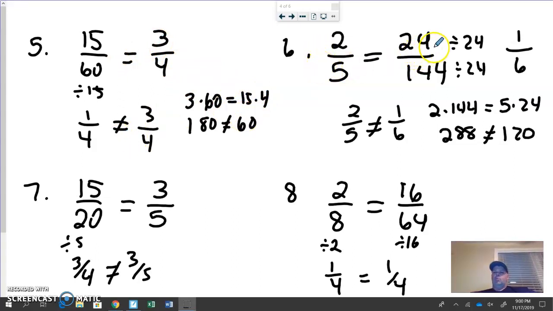2/5, when I simplified 144, I divide both by 24, it gets 1/6, so this is not equivalent. Over here, when I divide this, I divide by 5, which gives me 3/4 is not equal to 3/5. And number 8, 2/8 I can divide by 2, which is 1/4. 16 over 64 divided by 16 is 1/4, so I will have equivalent fractions.